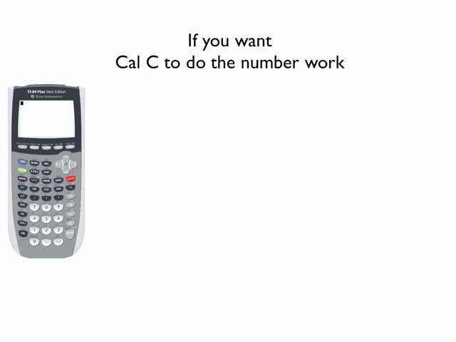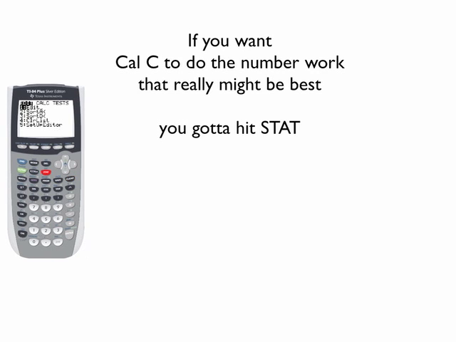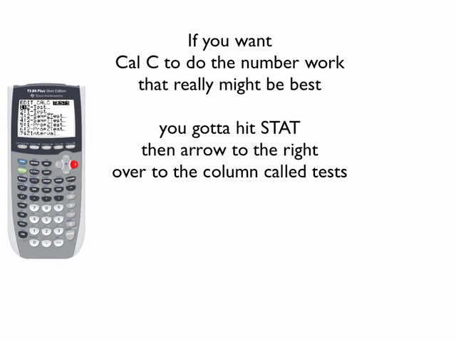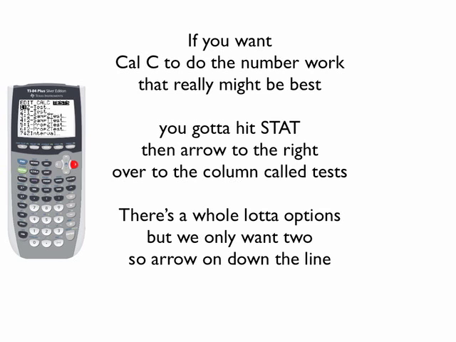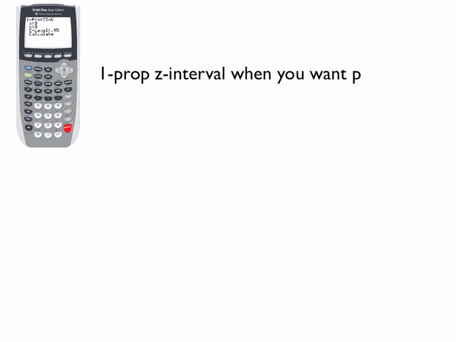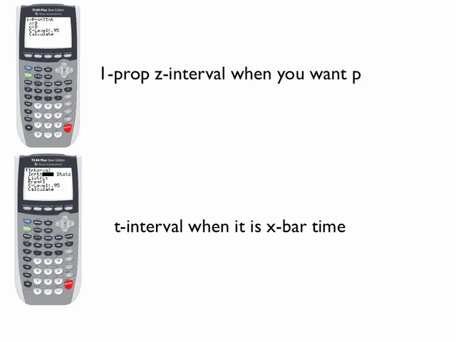If you want the calculator to do the number work, that really might be best, you gotta hit stat and arrow to the right, over to the column called tests. There's a whole lot of options, but we only want 2, so arrow on down the line. 1-PropZInt when you want proportions, TInterval when it is x-bar time.